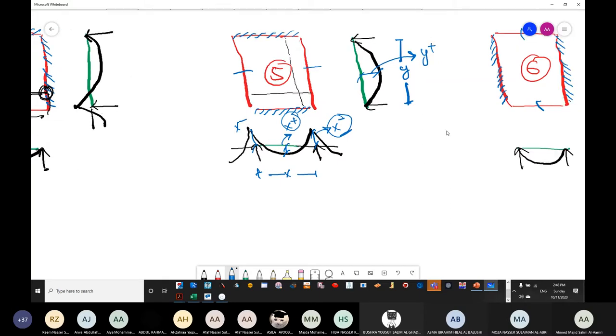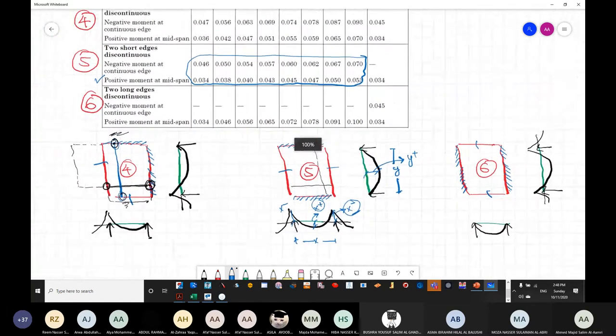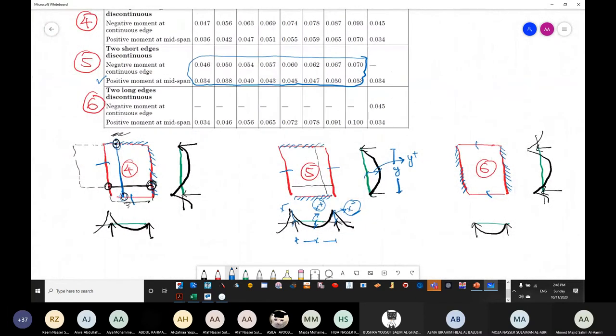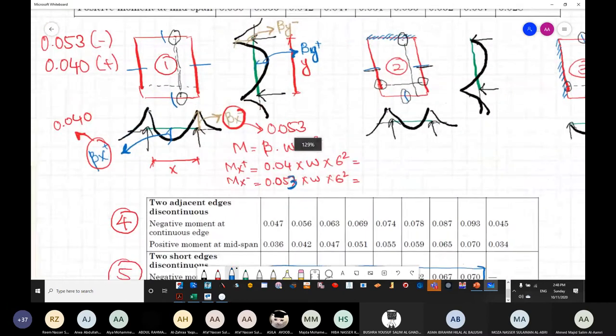And this is what the table says. If you go for case number five, the table says for you, two for x, not three, two for x. X negative and x negative are going to be the same. They don't change. Otherwise, when we talked here, we should have calculated for six values. X negative are the same. Y negative are the same.